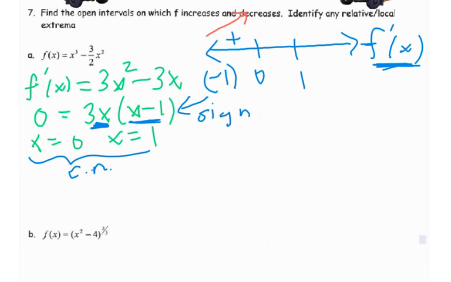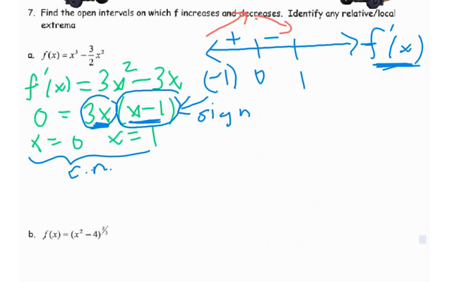All right, now I'm going to choose a number between 0 and 1, like 1/2, and do the same thing. I'm going to substitute into the first factor, and I'll get a positive. Substitute 1/2 into the second factor, and I'll get a negative. A positive times a negative is a negative, which tells me that in that region, the original function is decreasing.